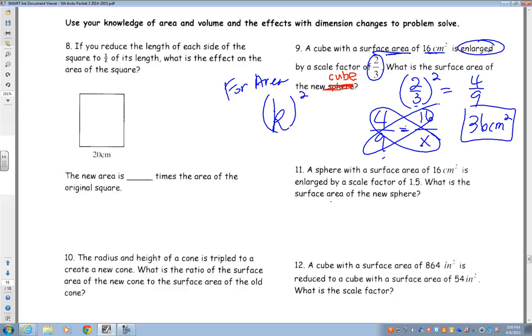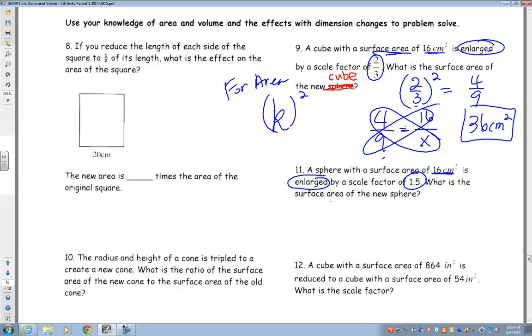So again, it is an enlargement. We have the original area of 16 centimeters squared. Now our scale factor is 1.5. So I can give you a scale factor as a fraction or a decimal, it doesn't matter. You still need to be able to know what to do with that scale factor to get the new.